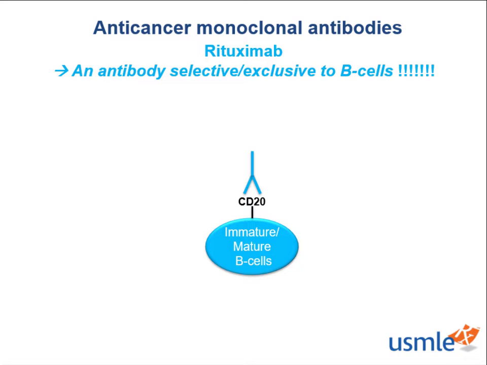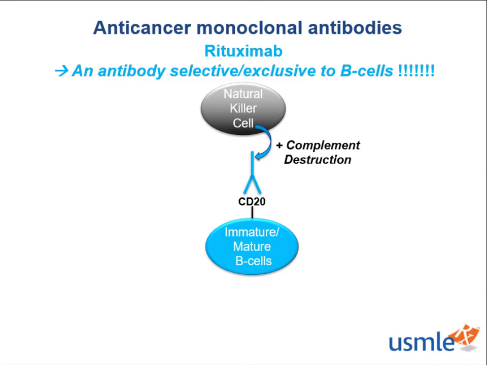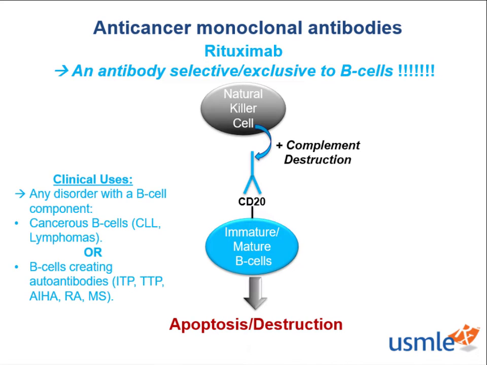Once bound, the same processes we discussed with alemtuzumab occur. That is, antibody-dependent cellular cytotoxicity via natural killer cells along with complement recruitment. Ultimately, these processes lead to apoptosis and cellular destruction respectively. The clinical uses of rituximab are very straightforward if you understand that CD20 is specific and exclusive to B cells only. Essentially, rituximab can be used in basically any disorder that has a B cell component.